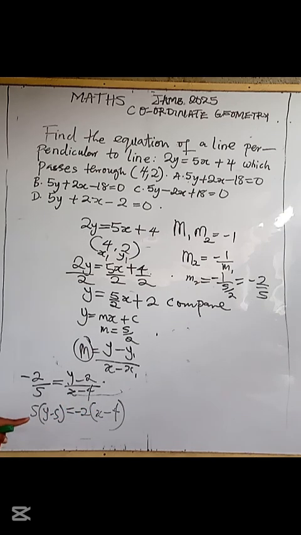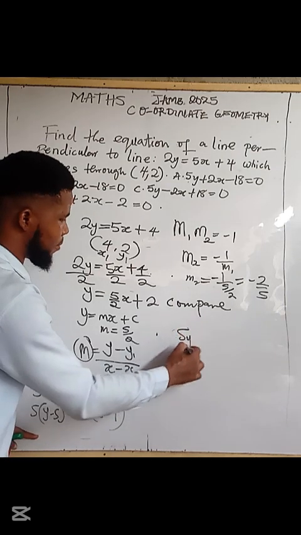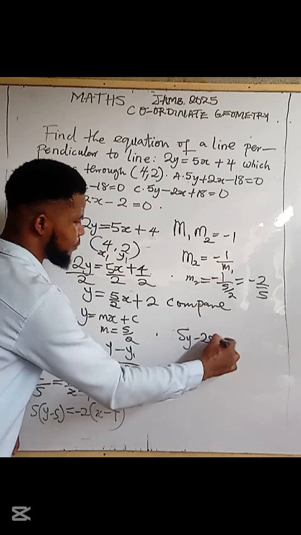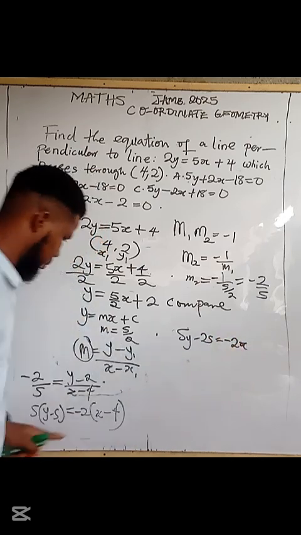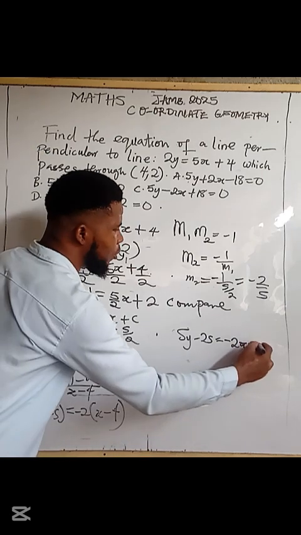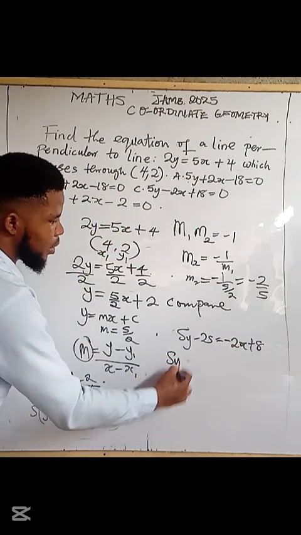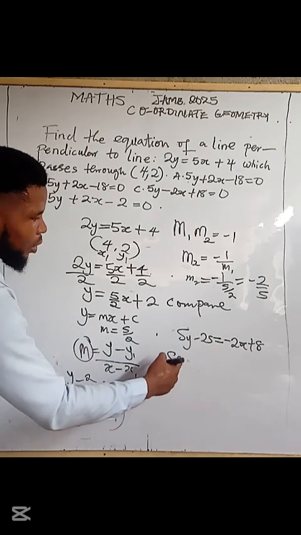And let's expand. 5 times y, that is 5y. 5 times minus 5, that's minus 25. Minus 2 times s, minus 2s. Minus 2 times minus 4, that will be plus 8. Okay? So, if you bring all the other ones to this side, what do you have?